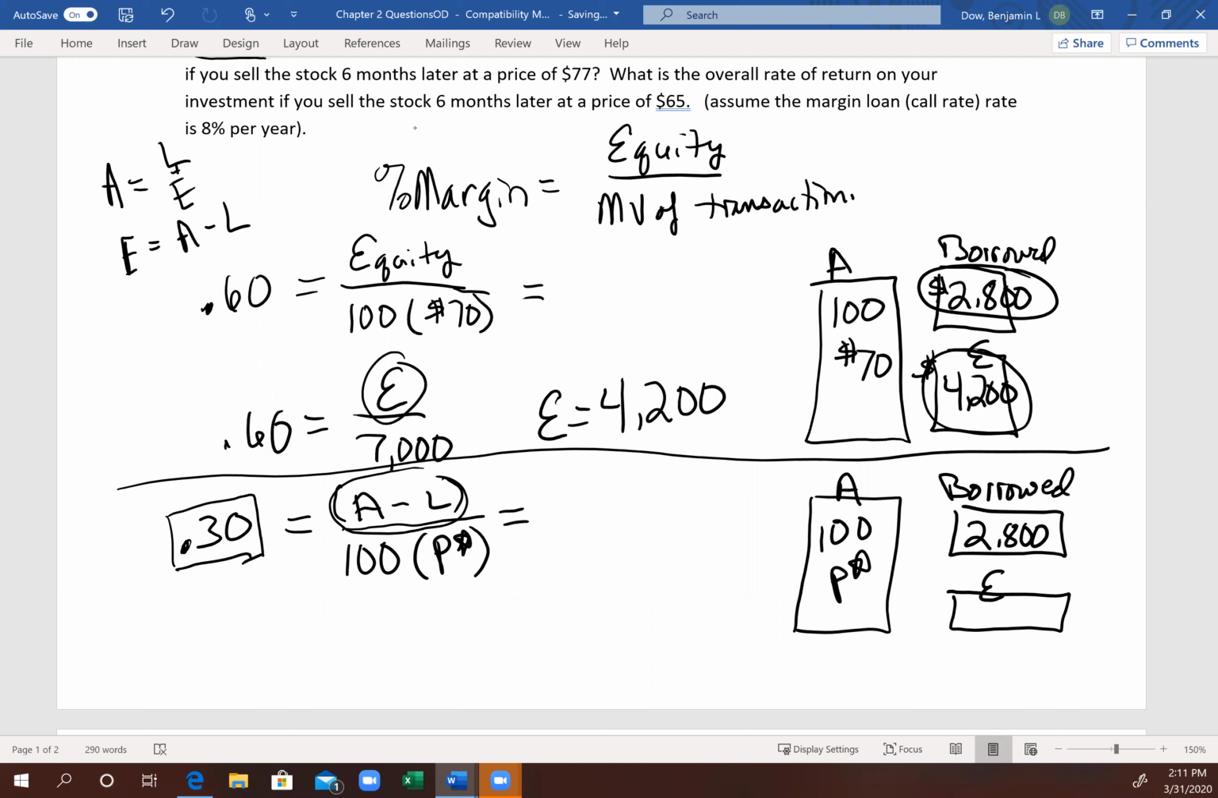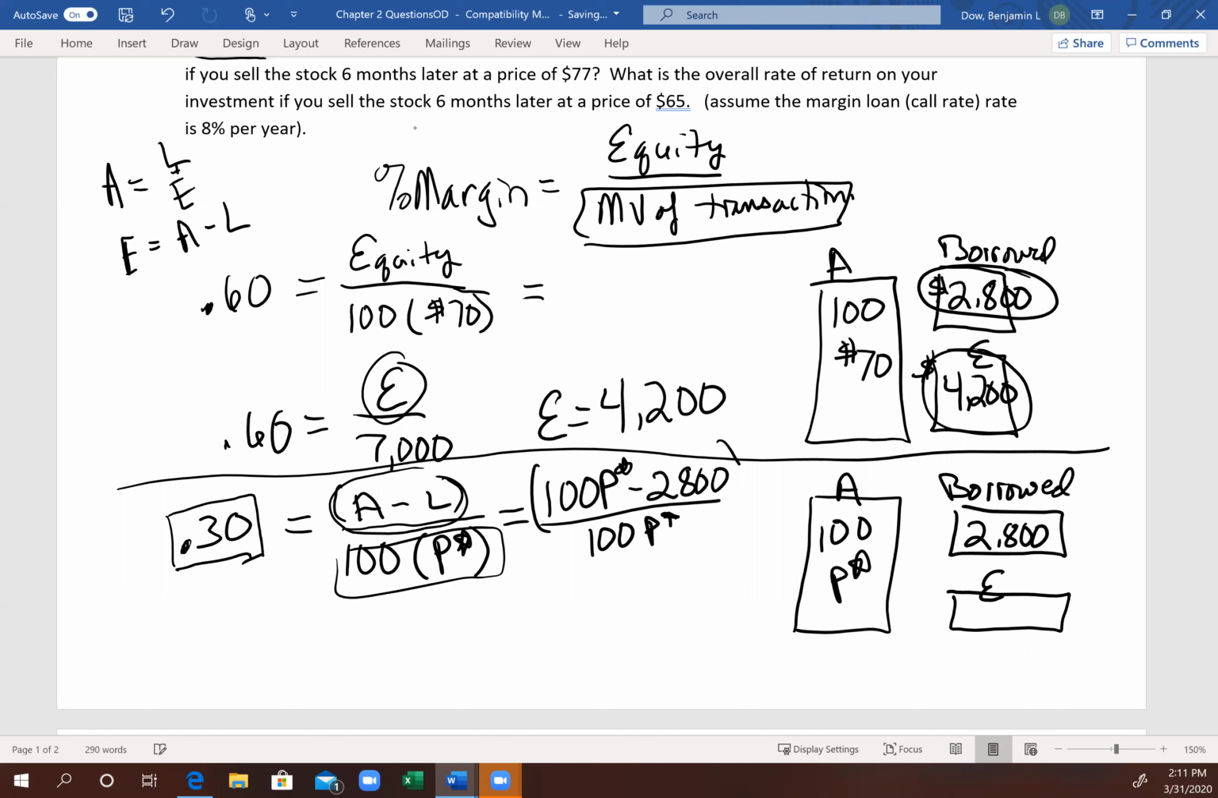So this is equal to 100p minus 2,800 all over 100 p star. This, though, is the market value of the transaction in the denominator. This in the numerator is still 100 p star, but it's really assets minus liabilities. Okay, and we want to see when that's all equal to 30%.